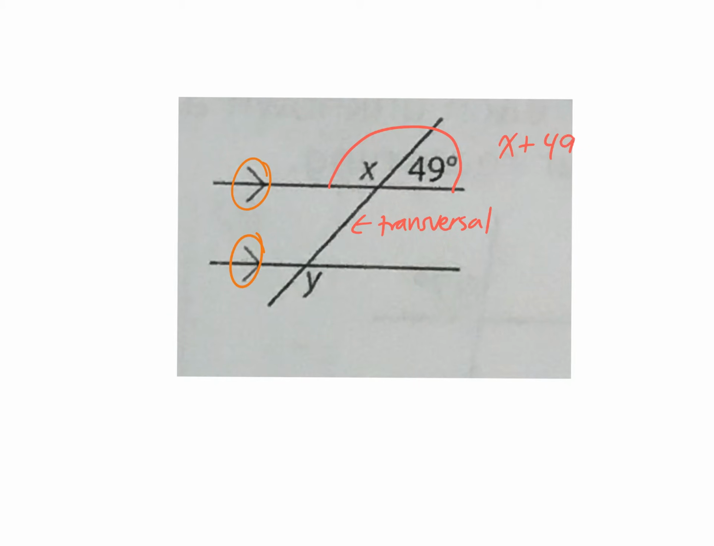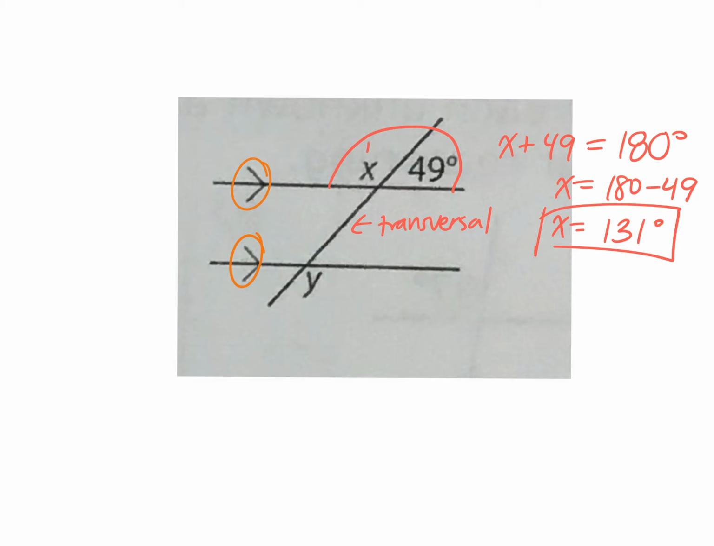So I want you to find X right now. X plus 49 has to add up to what? 180 degrees. So therefore, X would be equal to 180 take away the 49. What did you get? Okay, that's the easy part. Let's write it in here so you can visually see it. We have to find Y.